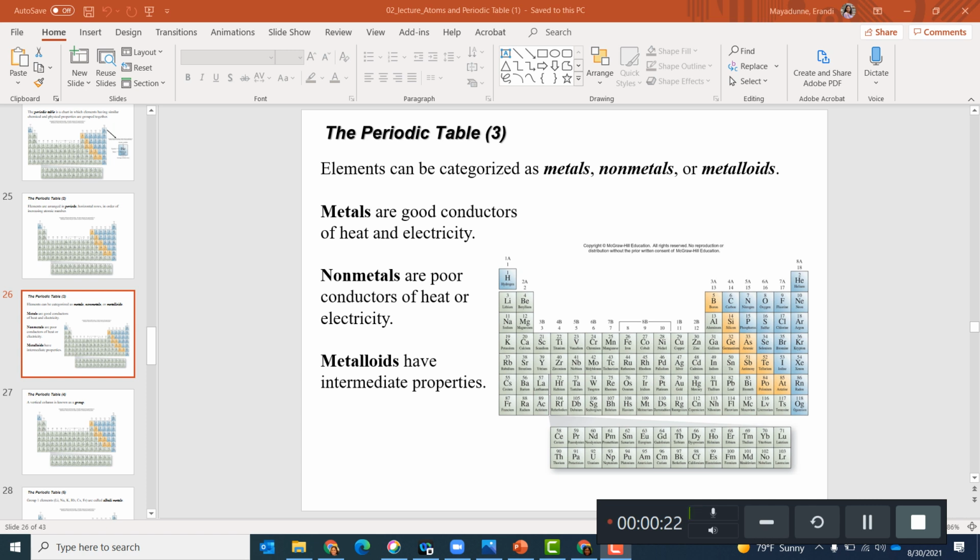So, the periodic table has all the elements that you can find. The elements are arranged in increasing order of atomic number. If you look at these elements, the horizontal lines we call periods. The vertical lines we call groups or families.